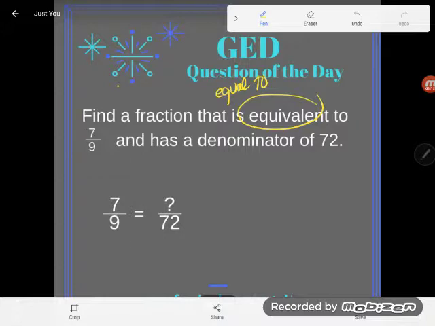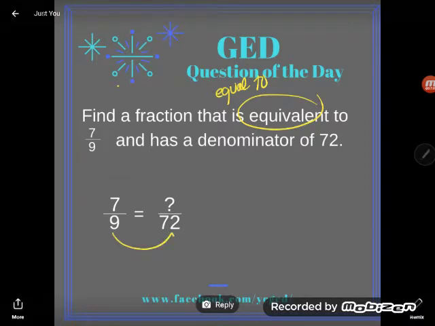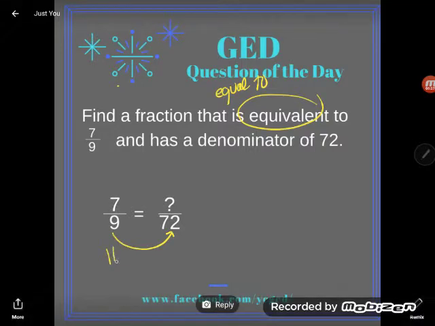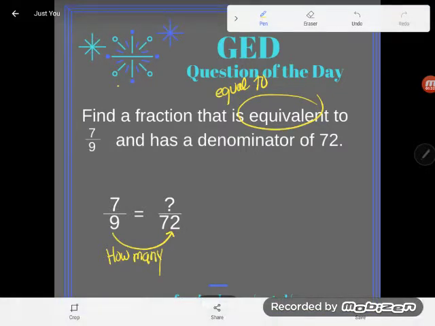But basically what they're asking me to do here is to preserve this relationship of 7/9 in such a way that I end up with 72 things in the denominator of my fraction. So let's think about it. The first question you should ask yourself is, how many groups of 9 are there in 72? Savvy students will recognize that the work I'm doing in my head here is dividing.